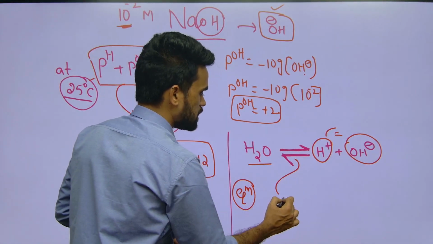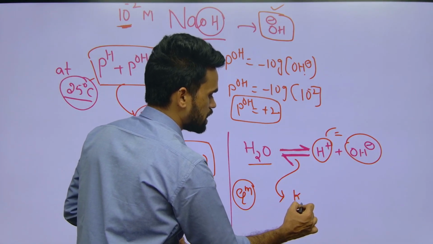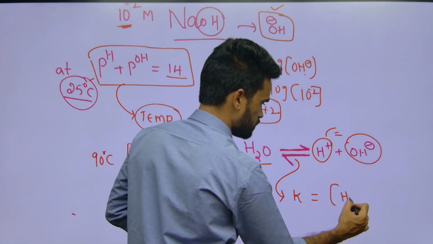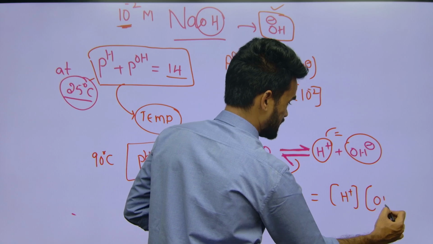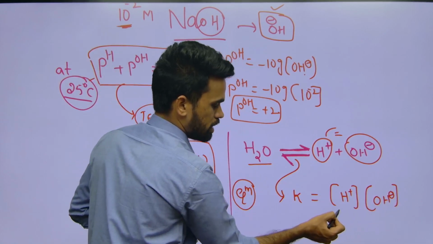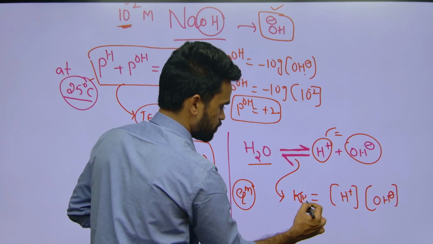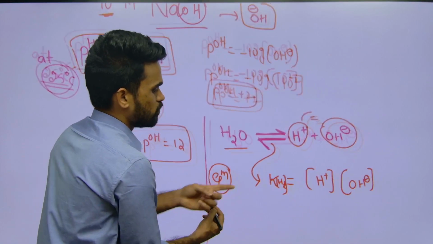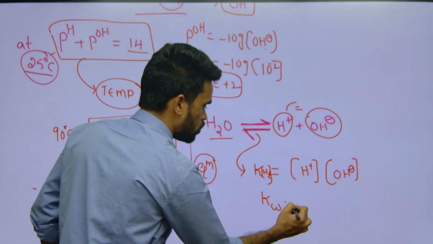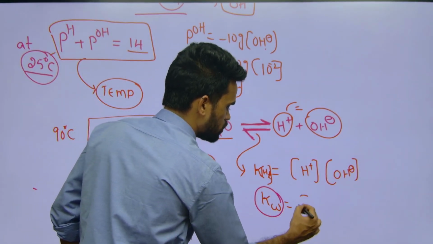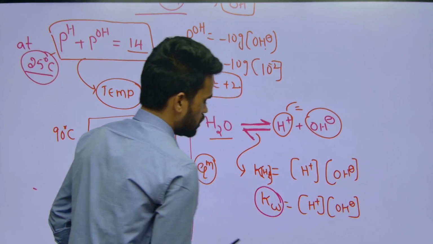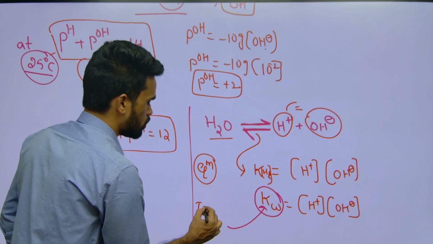So water at its equilibrium state, we can call its constant the equilibrium constant K. How can you write it? The concentration of products, H plus and OH minus, divided by concentration of water. That is written over here. See, water concentration multiplied with K is a constant. You can write it as Kw. So this Kw will be equal to H plus ion concentration multiplied with OH minus ion concentration. Now this Kw is called the ionic product of water.